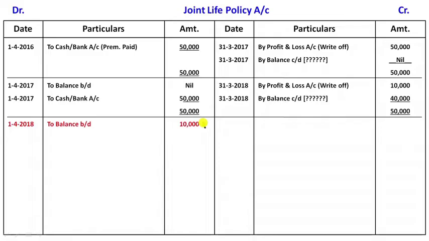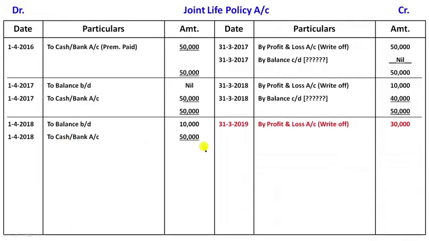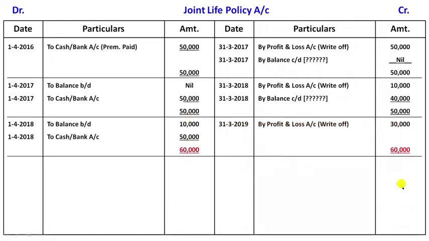Now for 2018, again premium paid to cash and bank 50,000, write off 30,000. So premium paid 50,000, write off 30,000. Now we have to close the account. If we make the total here, 50 plus 10, 60,000, here 60,000, so we are getting a balance of 30,000. Clear? This 30,000 will be transferred to next year.